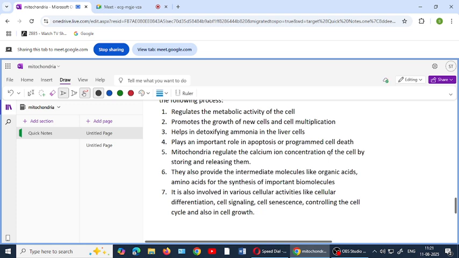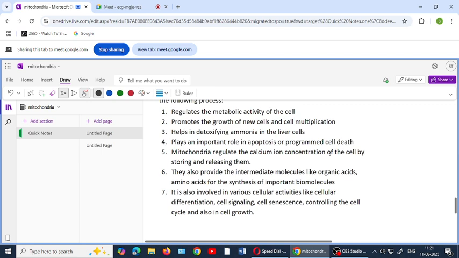Okay, and helps in detoxifying ammonia in the liver cells. Detoxify means remove the toxins. So liver is the what organ? Liver is the detoxifying organ in humans. So this detoxification of ammonia is done with the help of mitochondria, because the liver cells have what? Mitochondria.